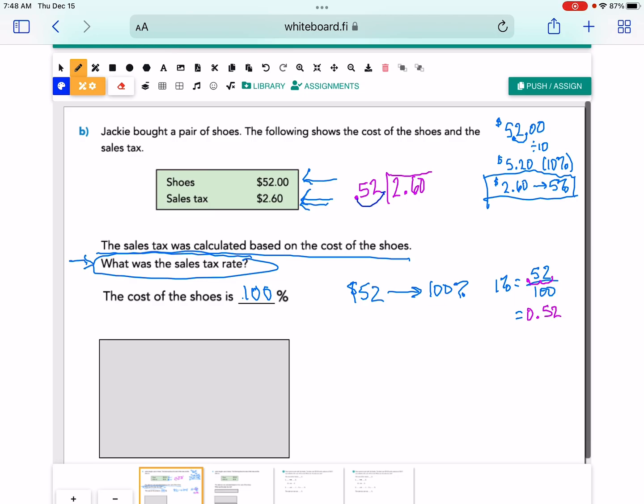And since I'm moving it over 2 decimal places, I'm going to do it on both sides. And I'm going to go ahead and put my decimal point up here so I know where it is, right? And now I have to figure out how many times 52 goes into 260.